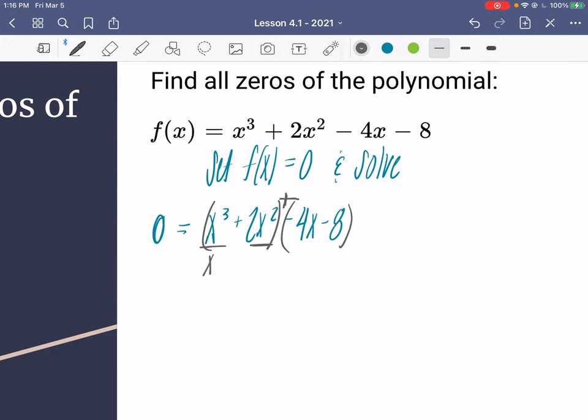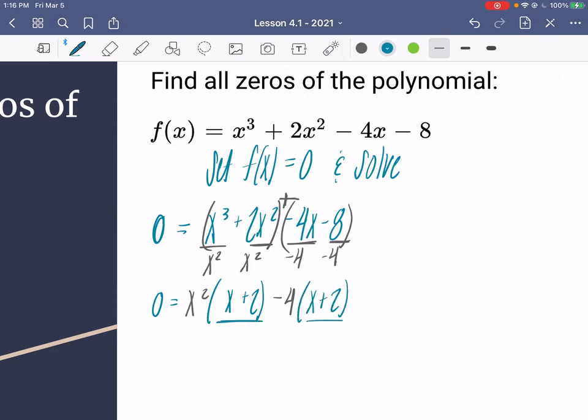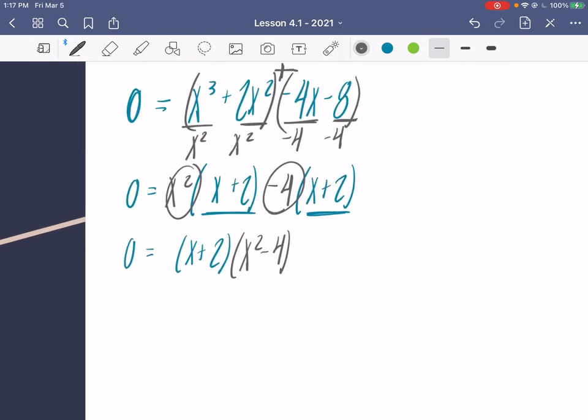Then I'm going to look for a GCF here. So between x cubed and x squared, I can factor out an x squared. And over here between negative 4x and negative 8, I could factor out a negative 4. So I get 0 equals x squared times, this leaves me with just an x plus 2, and then I have the negative 4 that factors out in front times x plus 2 again. So x plus 2, that is our new GCF, and that is multiplying times these two terms, so times x squared minus 4.